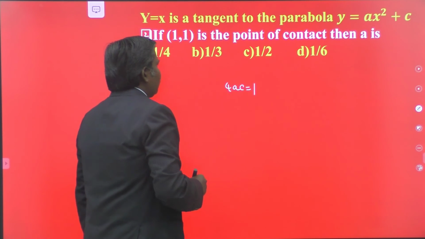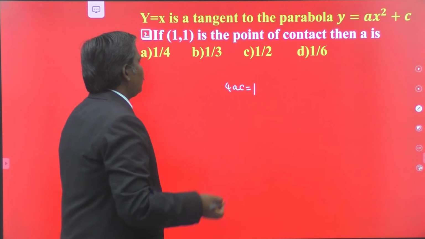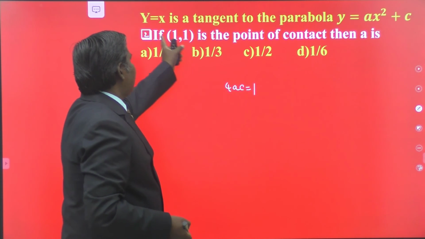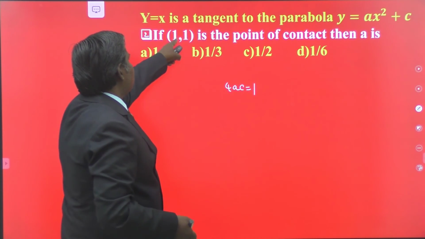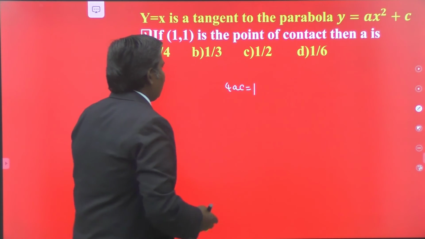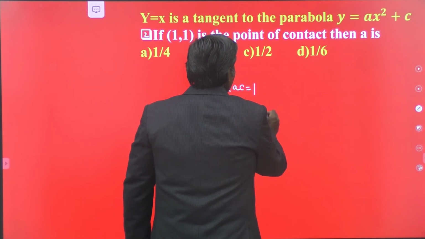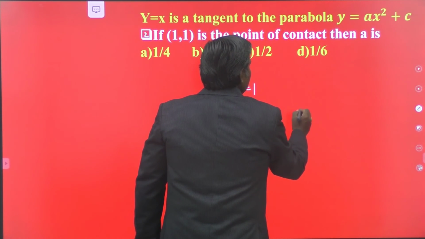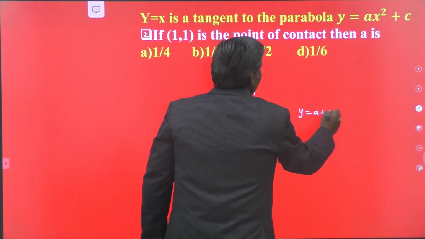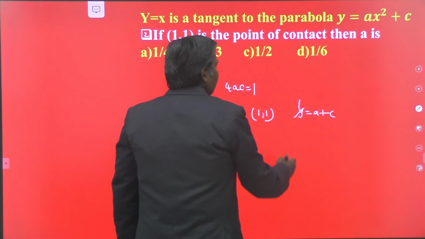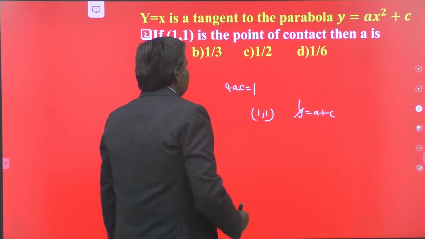So we have the concept: by taking b square minus 4ac equal to 0, 4ac is equal to 1. And 1 comma 1 is the point of contact. That means the point lies on both curves, y equal to x and y equal to ax square plus c. So by substituting 1 comma 1 in your curve, you have y is equal to a plus c. What is the y value? 1. The x value is also 1. So 1 is equal to a plus c.